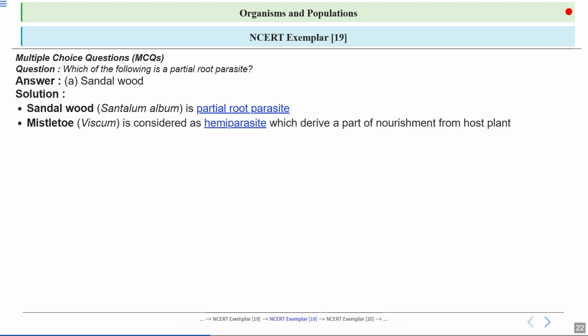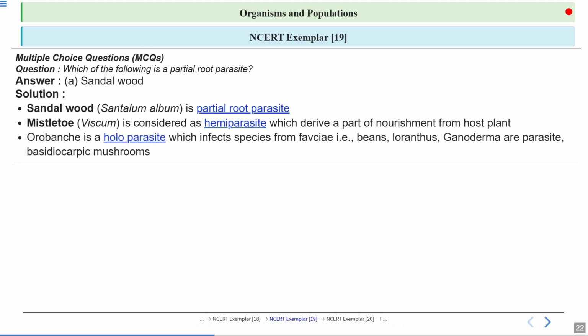Now next one, mistletoe is known as a hemiparasite, which means it gets some of its nutrients from the host plant, but can also photosynthesize on its own. Next one, orobanche, which is a holoparasite. So unlike the others, a holoparasite depends entirely on its host for all nutrients and cannot photosynthesize at all.